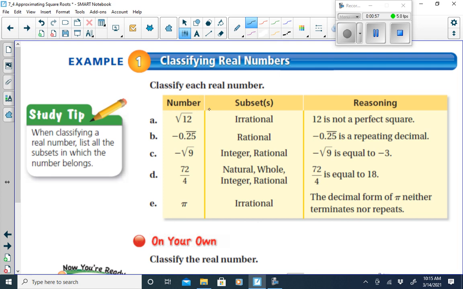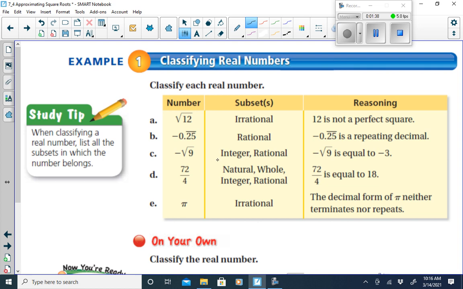When we want to classify numbers as rational or irrational, the square root of 12 is irrational because it's the square root of a number that is not a perfect square number. We have the opposite of 25 hundredths that repeats. That is a rational number. Any repeating decimal can be written as a fraction of two integers. The next example is the opposite of the square root of 9. That is a rational number because 9 is a perfect square number. We could take the square root of a perfect square number. The square root of 9 is 3.